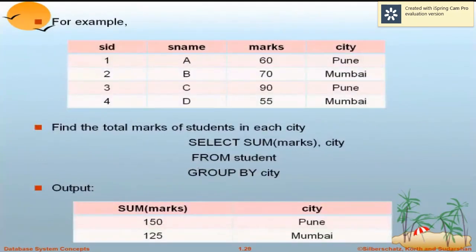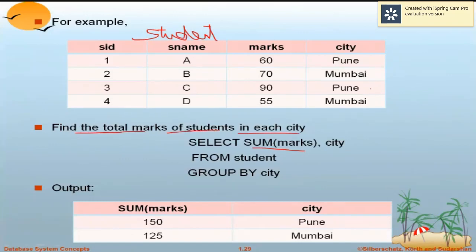So here I have a query. For example, I have a table called student, and in this table I have the attributes SID, SNAME, marks, and city. In this, I want the total marks of the students who belong to a certain city. I want to determine the sum of marks of those students who belong to a certain city. Look here, find the total marks of the students in each city.